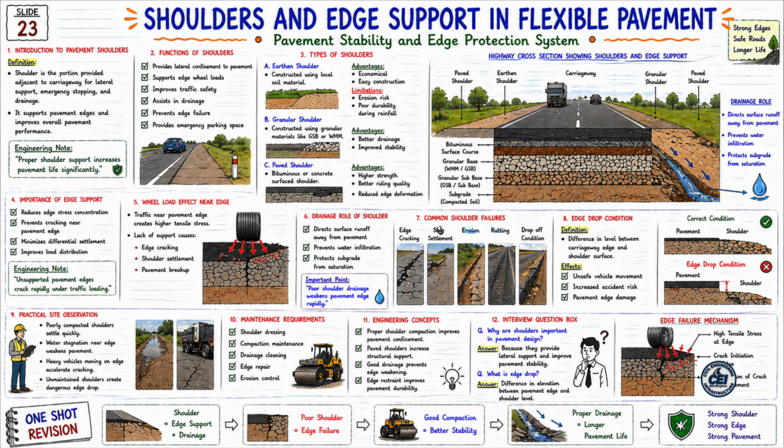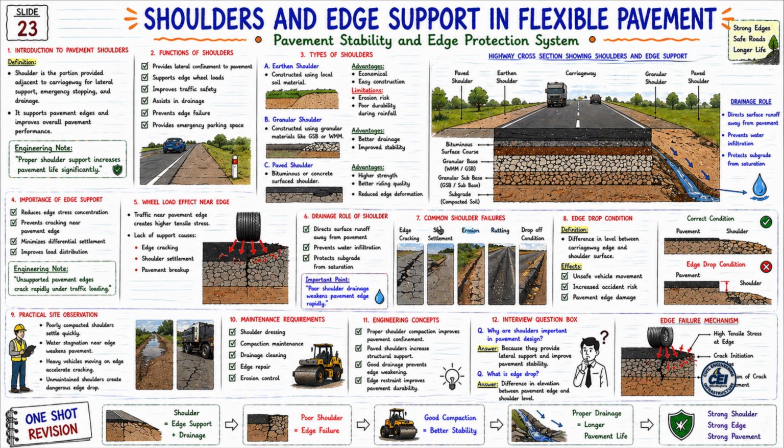Now let us look at the third topic. Types of shoulders. Different types of shoulders are given here. A. Earthen shoulder. It is constructed from local soil material. Advantages: economical, easy construction. Limitations: erosion risk, poor durability during rain.